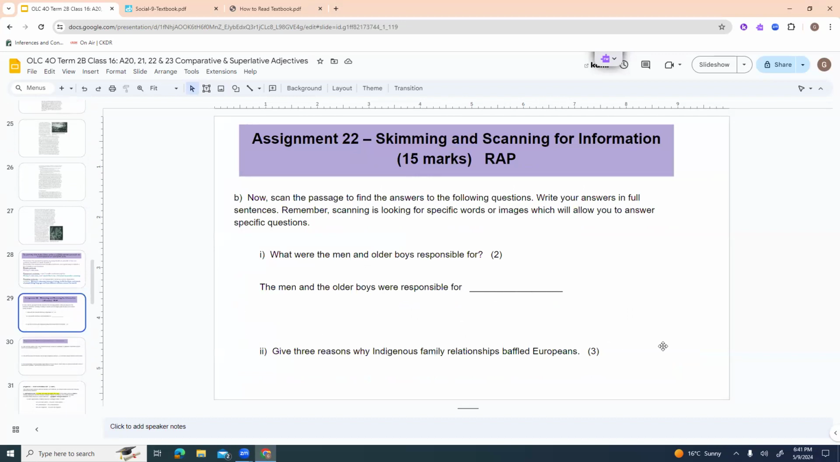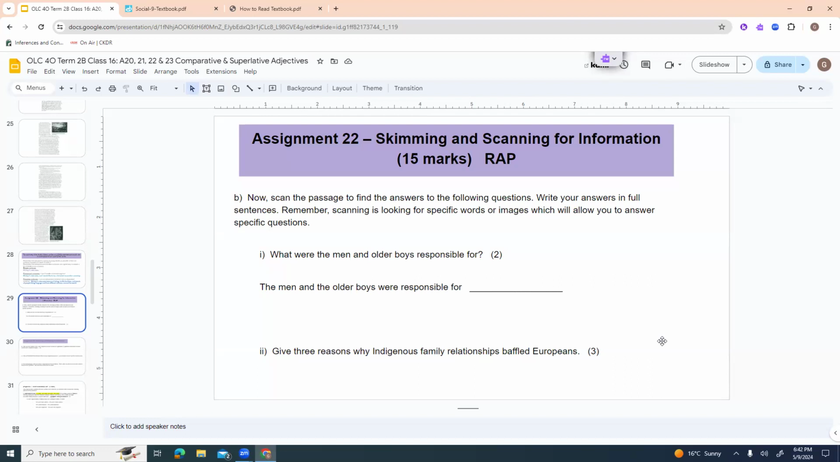Okay, assignment 22. Oh yeah, this is still the same assignment, but now we're at the B section. So now you're going to have to look for very specific answers rather than just give me the main idea. B says, scan the passage to find the answers to the following questions. Write your answers in full sentences. So I know it's tempting to just write a word or two, but please put it in a full sentence. For example, what were the men and older boys responsible for? 2 means 2 marks. And I would say the men and the older boys were responsible for, and I would explain whatever the textbook had said.